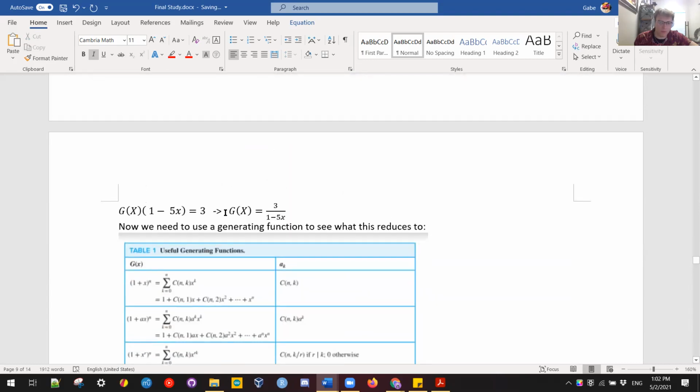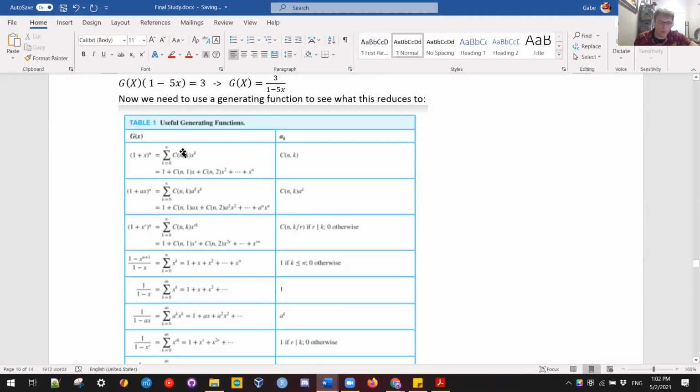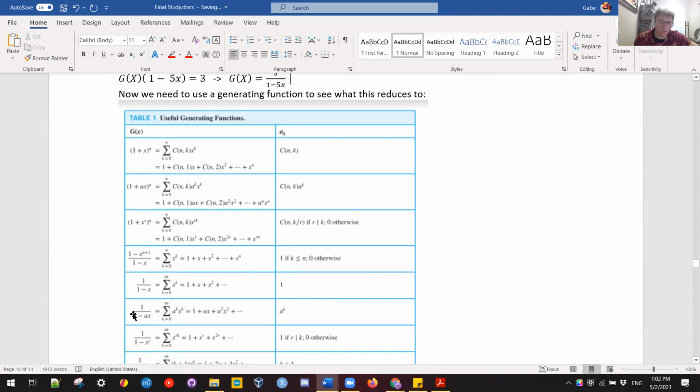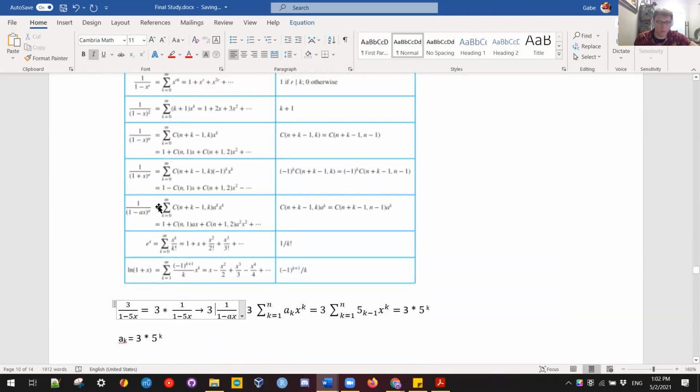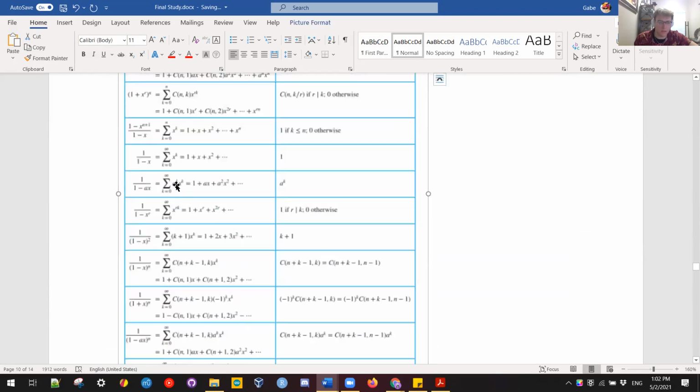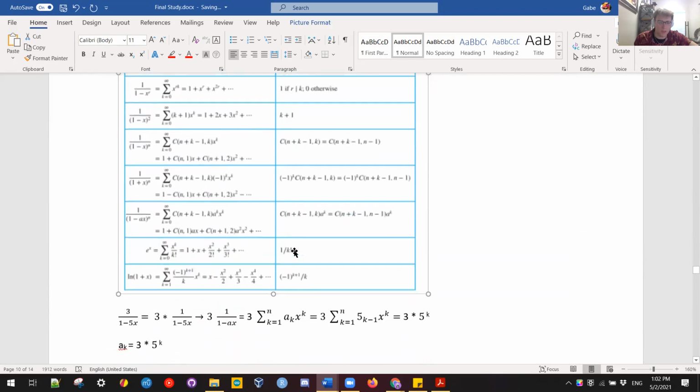And then once you have your g of x, you're going to look at this table and be like, okay, what are we looking at? And if you look, it's this one. It's 1 over 1 minus ax, because that's what this guy is, except the 3 is there, so we could just times it. So that would be 3 times, I'm just going to ignore this part because we already talked about that. This 1 minus a of x is going to be, sorry, on the table it's akxk.